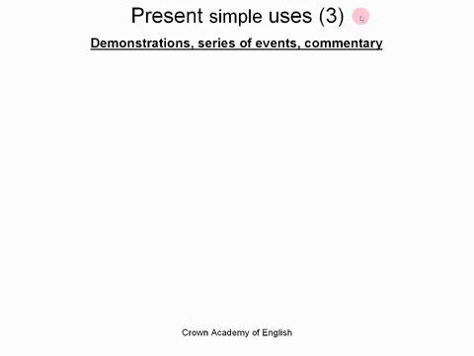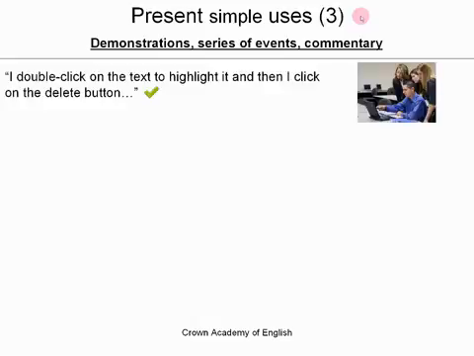So let's have a look at these. For example, if someone was demonstrating some software on a computer training. As you can see on the photograph on the right, the man with the blue shirt is demonstrating to the other people how to use some software. So he would be saying there, I double click on the text to highlight it, and then I click on the delete button. Okay.